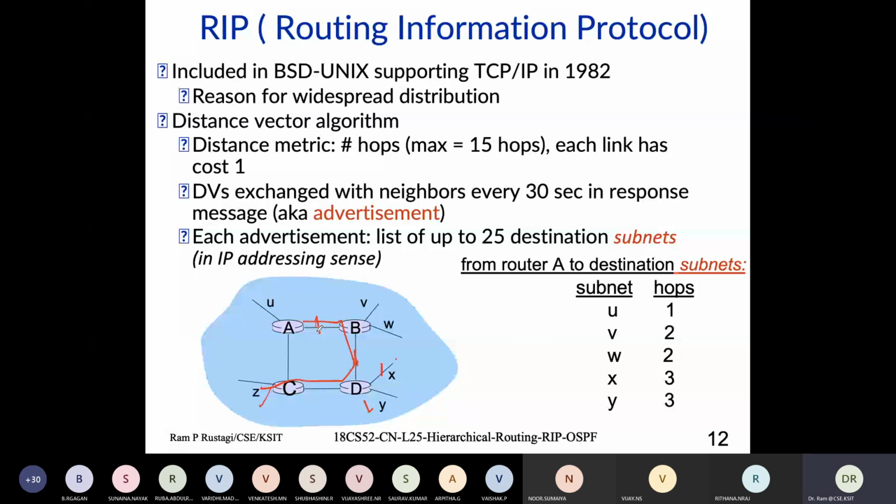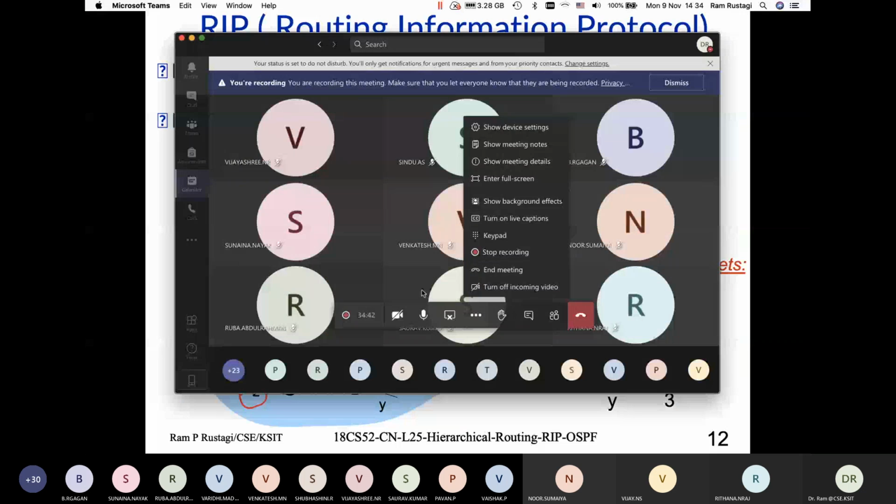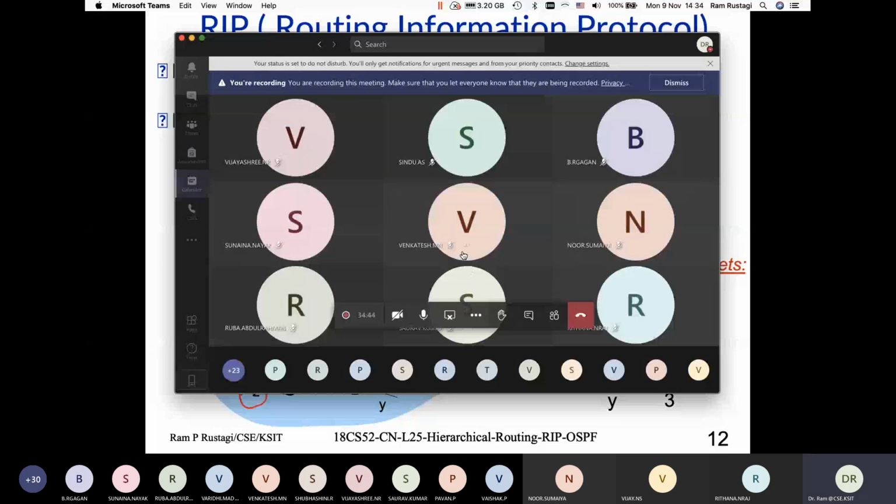Any questions, any comments? What would be my hop count from A to network Z? Will it be 4? Will it be something else? Any questions or any comment? Anyone? Vidyasri?